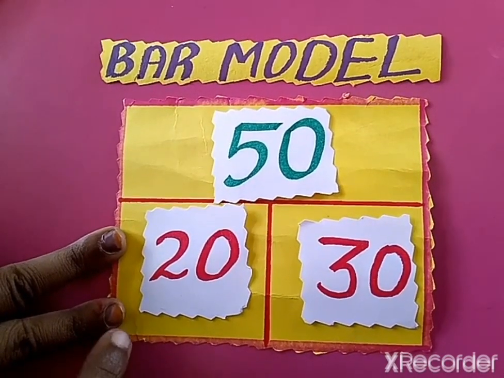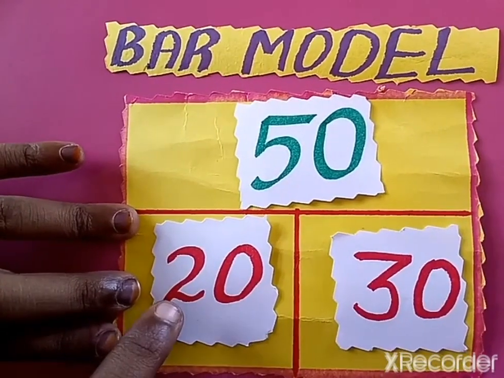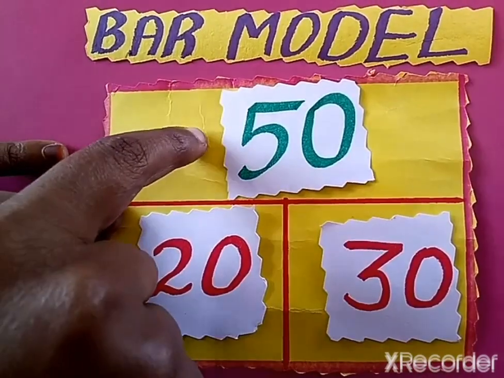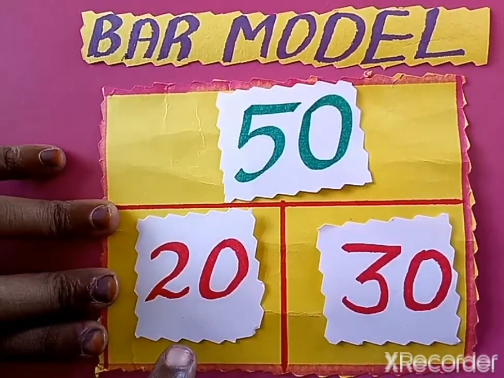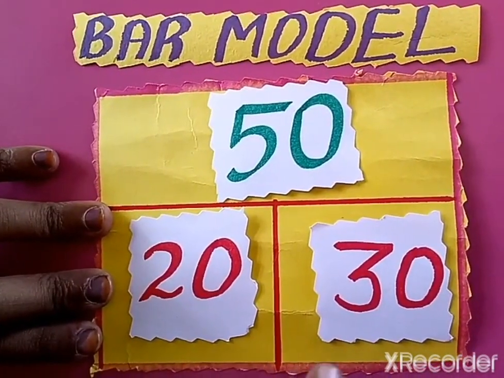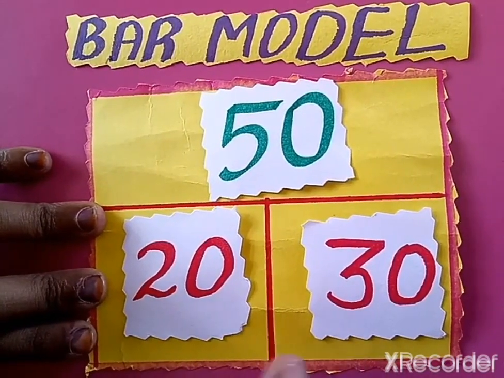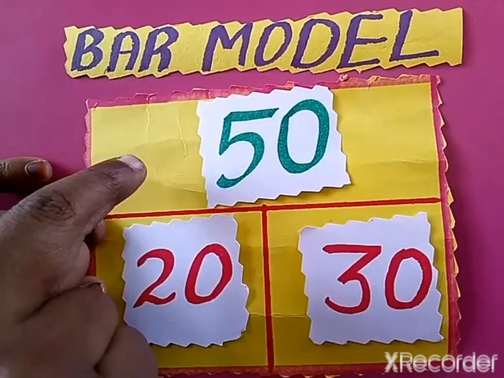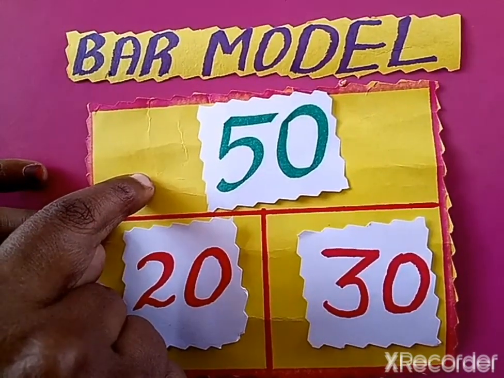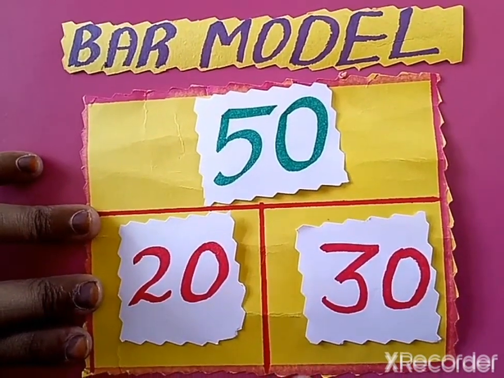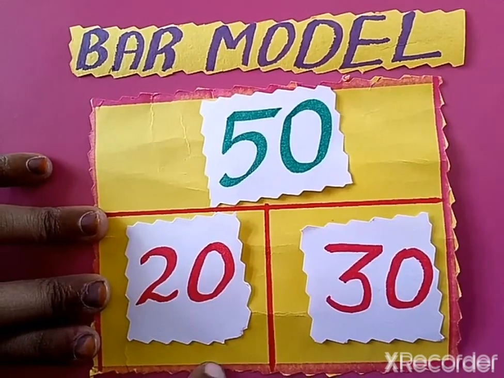Okay, now can you understand one thing? To get the number in the whole part, always we have to add the numbers in the parts. Correct? Whatever number it may be. Here it is 20 and 30. In any other case, to find the whole number in the whole part of a bar model, what we have to do? We have to add the numbers in the parts.